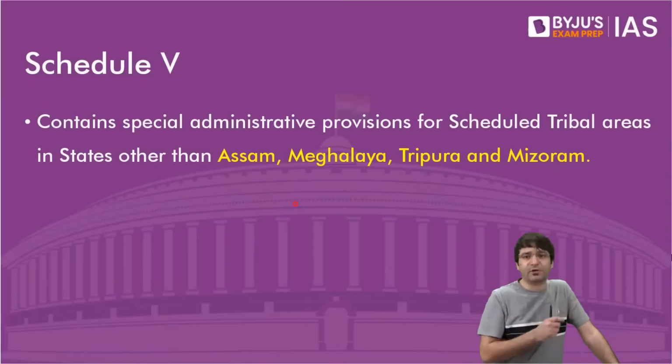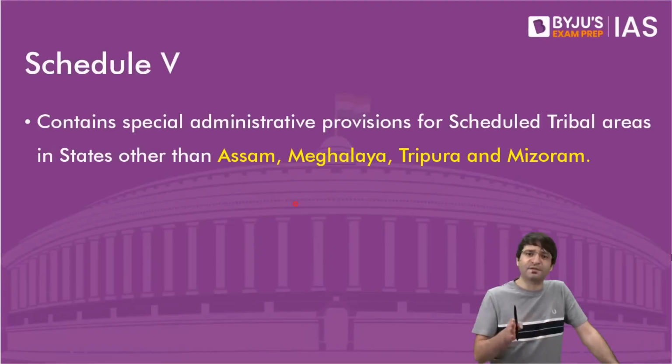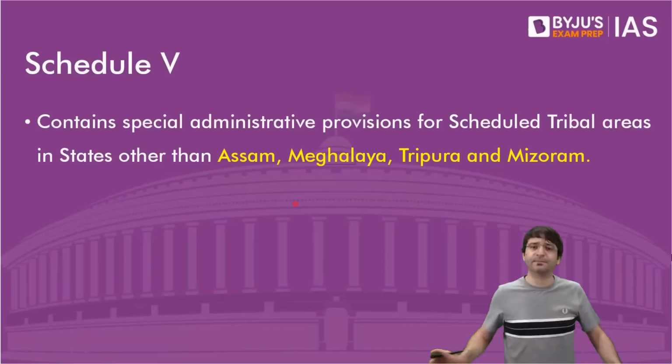11th and 12th schedules, these were added in 1992-93 by way of 73rd and 74th Amendment. 73rd Amendment deals with Panchayati Raj institutions. 74th Amendment deals with municipalities or urban local bodies.